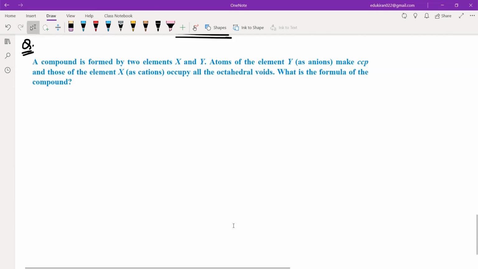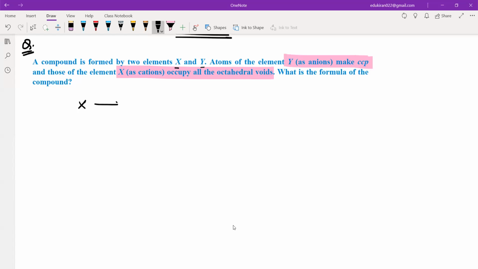A compound is formed by 2 elements X and Y. Atoms of Y element make CCP. An element of X occupies all the octahedral voids. Similar type of question. ठीक है? इसमें भी आपको क्या करना है? Y कहाँ पे क्या बनाता है? CCP बनाता है. So for CCP, what is the Z that you have to write?